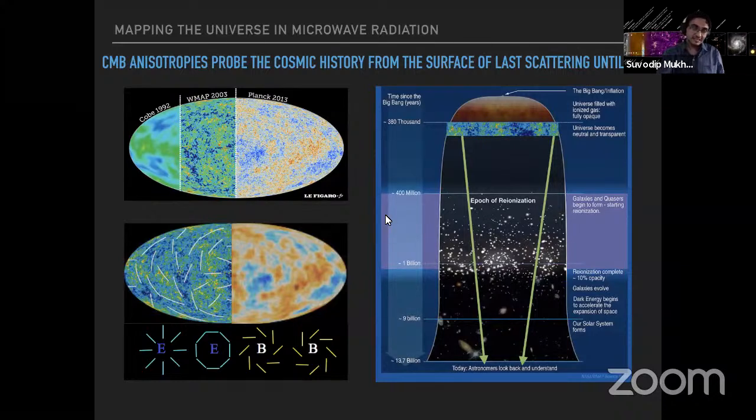I'm showing here the maps of the cosmic microwave background known to all of us, from COBE to WMAP to Planck. We have gone to better and better angular resolution and better sensitivity. In the future, the game is still on, going to even better sensitivity with higher angular resolution. So the question now is, what new can we learn about the epoch of reionization using the CMB signal?